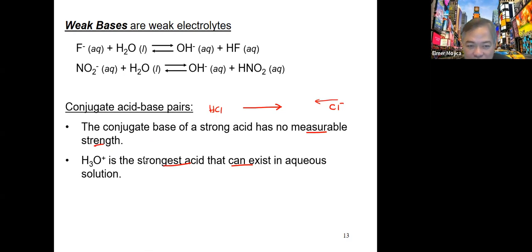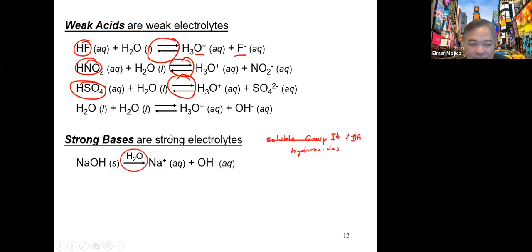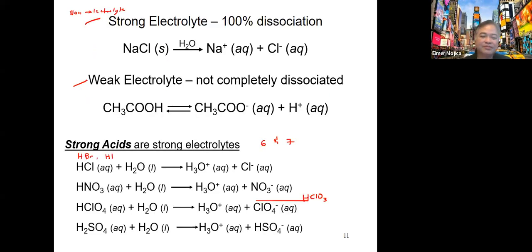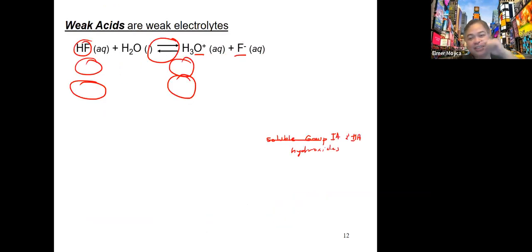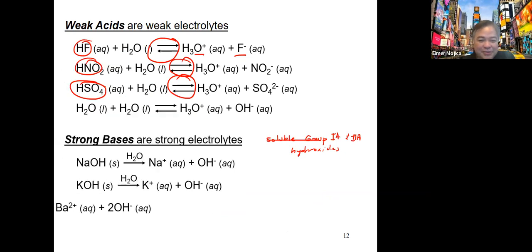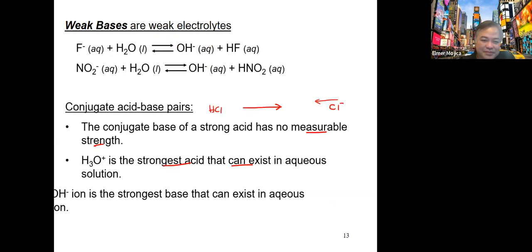Let's go on the strong acid. Okay? Kasi kapag strong acid ka, when you dissociate in your solution, the only ones that exist are the products. Right? And the products are either what? H3O plus or the conjugate base of the acid. So hindi na nag-exist yung original acid. What exists now is the H3O plus. And that's the strongest acid. Klaro ba yun? Yes po.